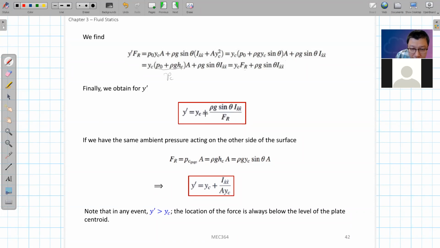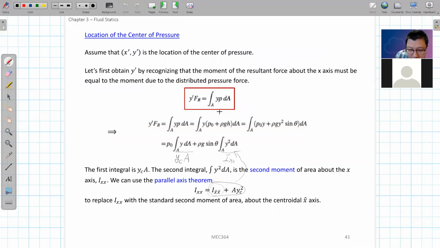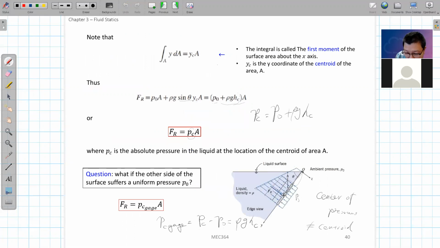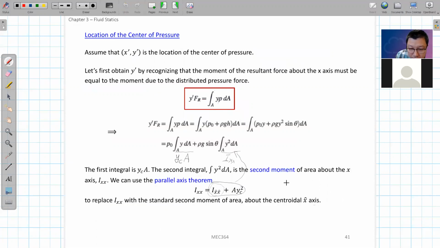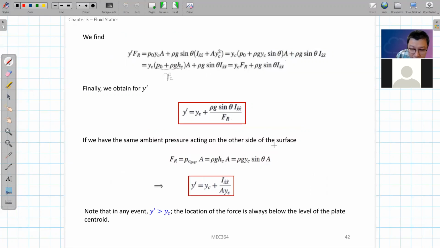Okay, and we know that we have two terms here, right? The second term is basically the difference between this Y location of the center of pressure and the centroid of this plate. This difference is a positive value, which means that FR is always below the centroid of this plate.